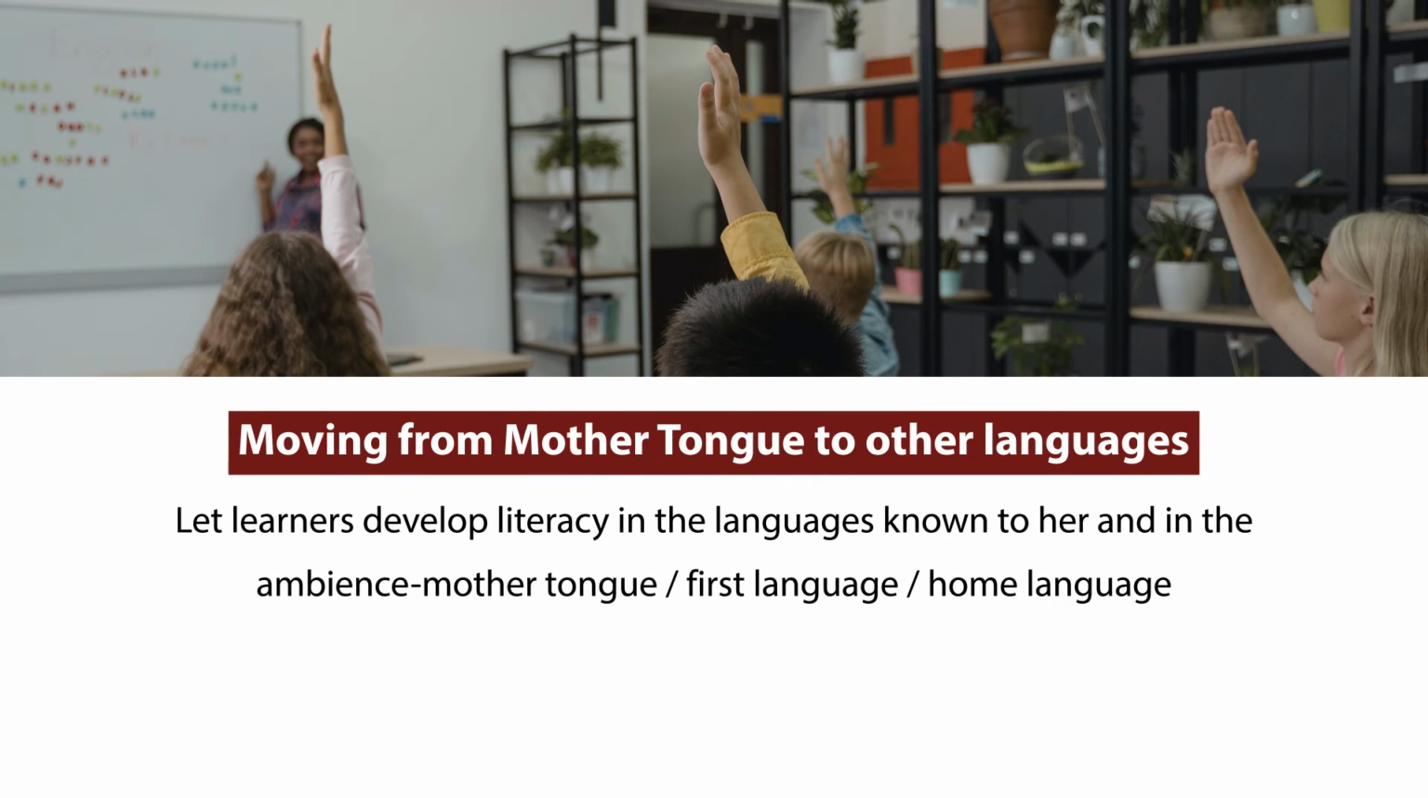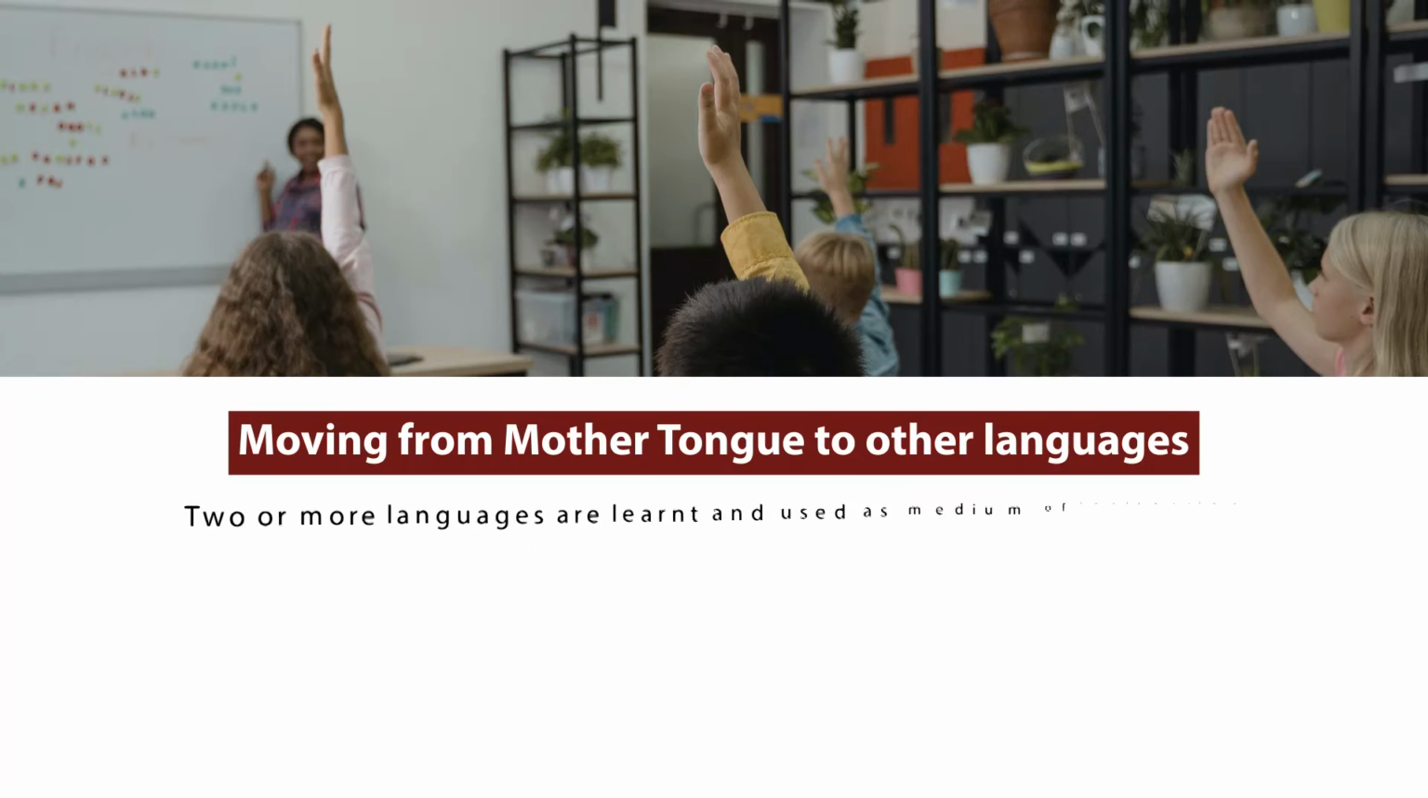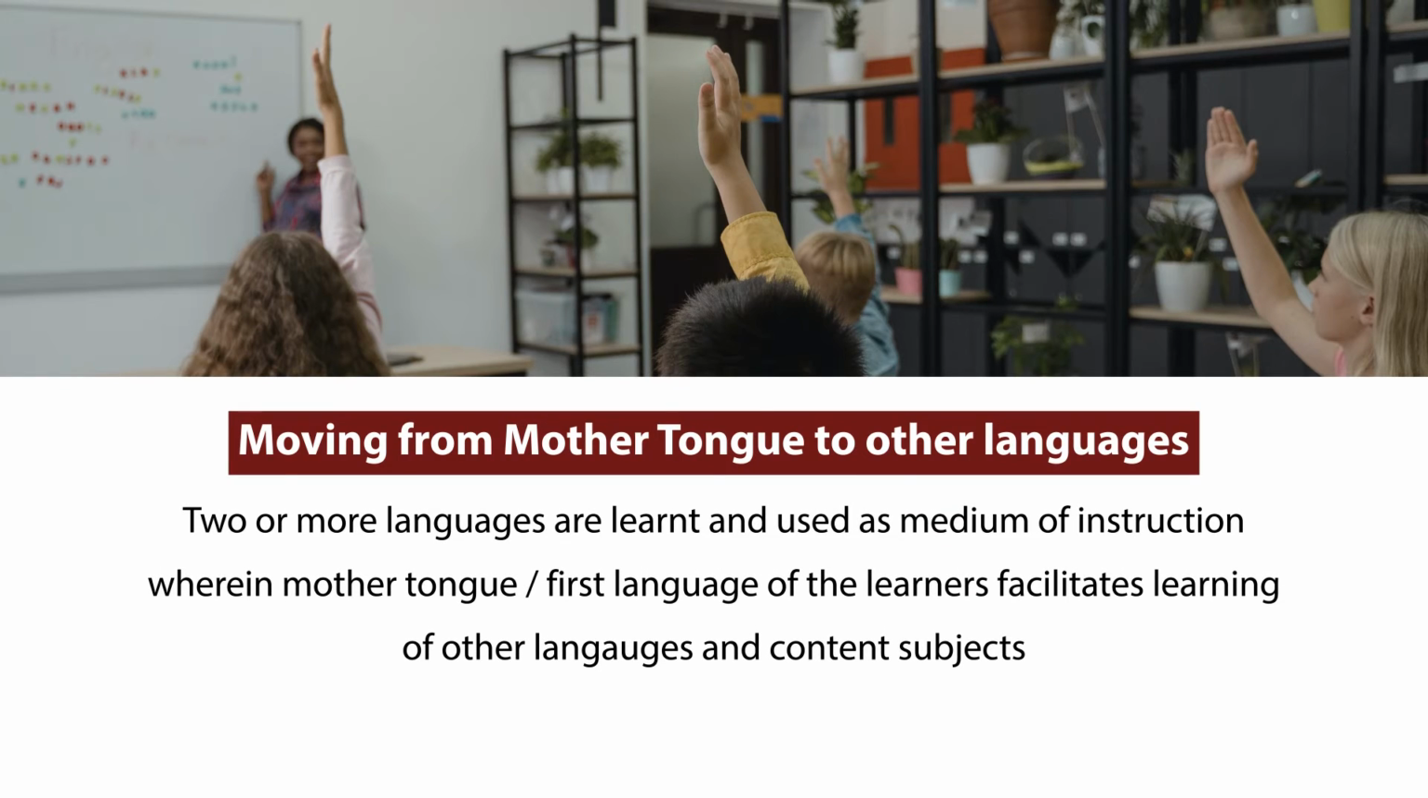Let learners develop literacy in the languages known to her in the ambience, the mother tongue, first language, home language. Let learners develop literacy in their languages in the ambience, mother tongue, maybe the home language and the regional language. Then move on to add any more language. 2 or more languages are learnt and used as medium of instructions, wherein mother tongue, first language of the learners, facilitates learning the other languages and content subjects.